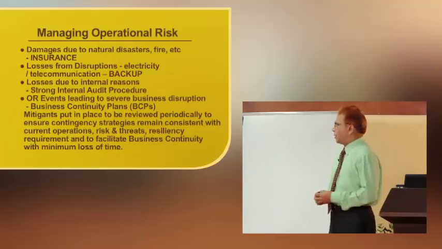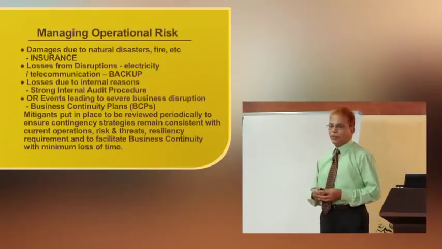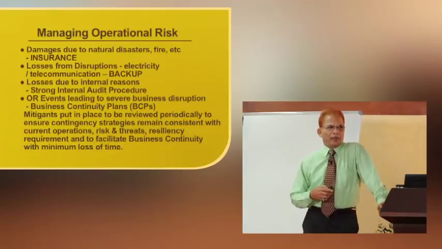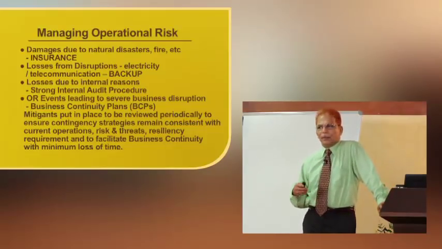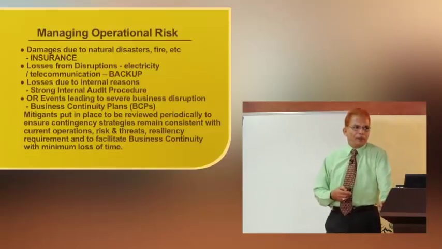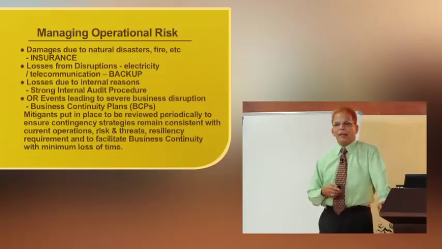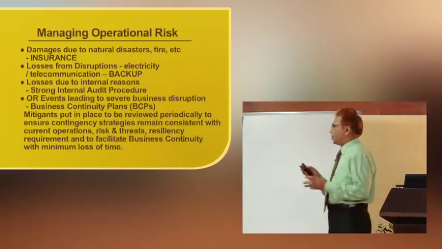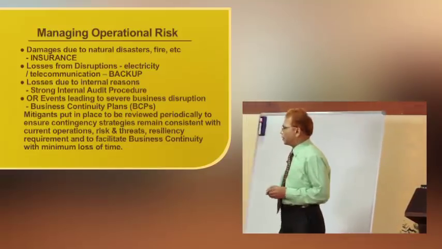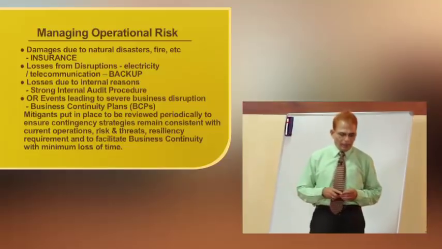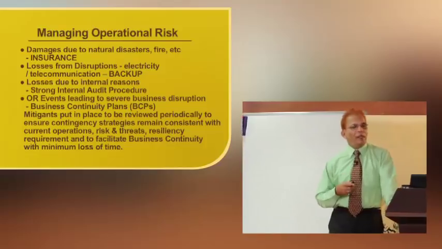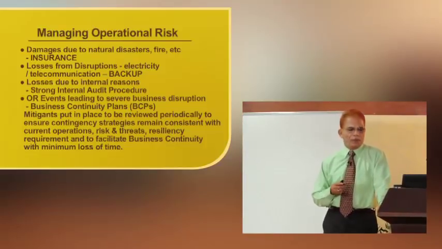For damage from natural disaster, fire, etc., we know that insurance can be taken. For losses from disruption of electricity or telecommunication, most organizations have backup facilities. And for losses due to internal reasons involving people, process and systems, you need to have a very strong internal audit procedure. A strong internal audit procedure becomes very important for controlling the internal factors responsible for operational risk losses.